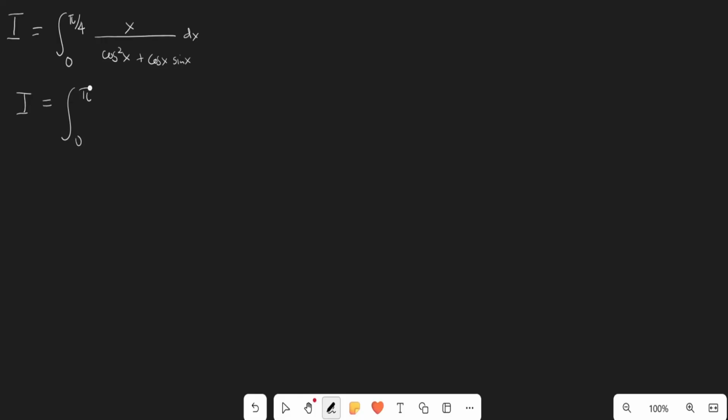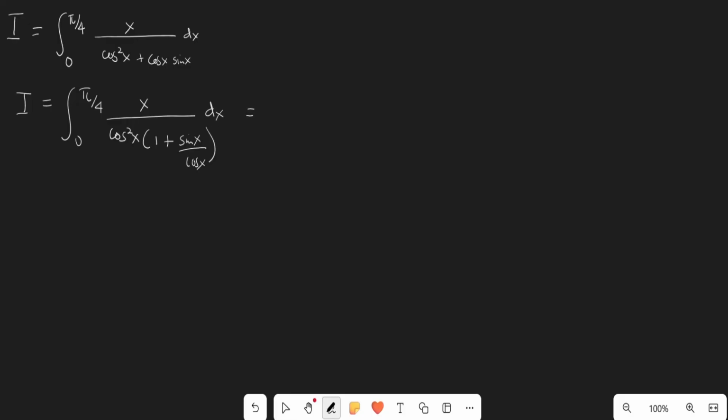This is the integral from 0 to pi over 4 of x divided by, I'm going to factorize cosine square of x out here, and I'll be left with 1 plus this one is sine of x over cosine of x. That is factorizing cosine square of x in the denominator.